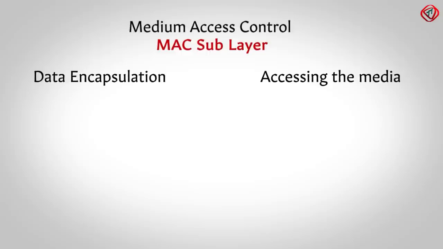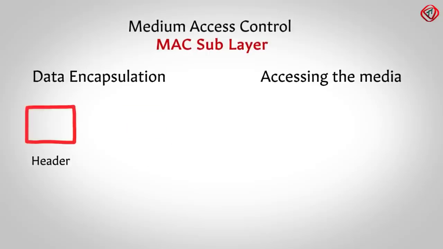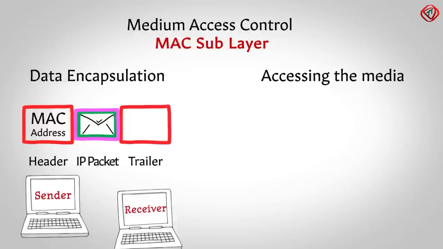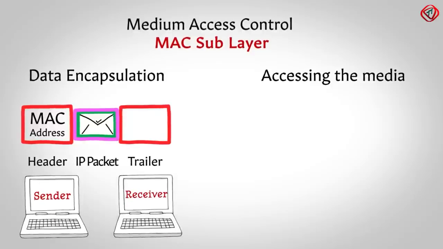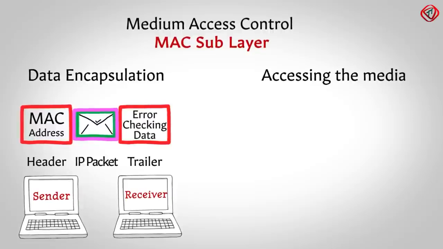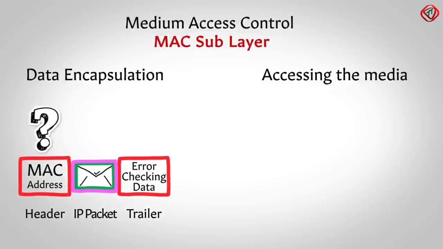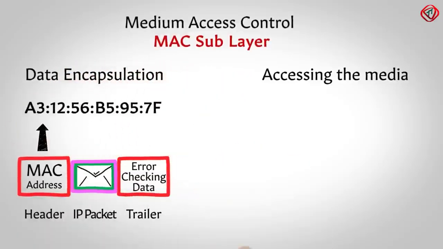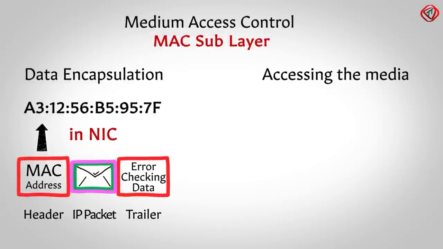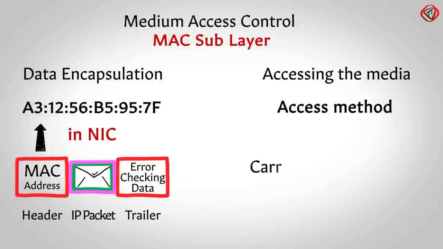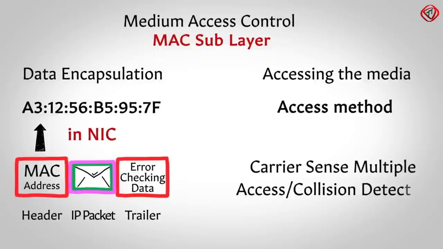In data encapsulation, the MAC sublayer adds a header and a trailer to the IP packet received from the network layer. The header contains the MAC addresses of the sender and receiver. The trailer contains 4 bytes of error checking data used to detect errors in the received Ethernet frame. What is a MAC address? It is a unique 6-byte address embedded in the network interface card of a device by its manufacturer.